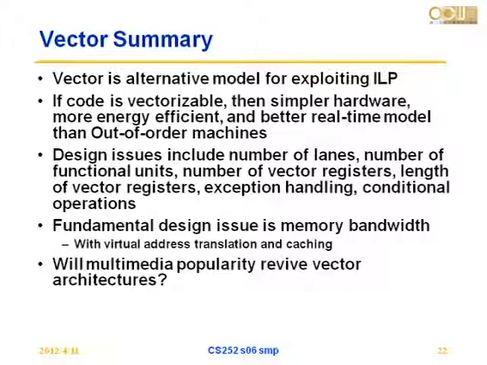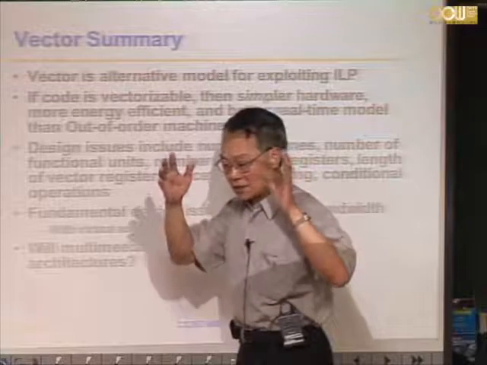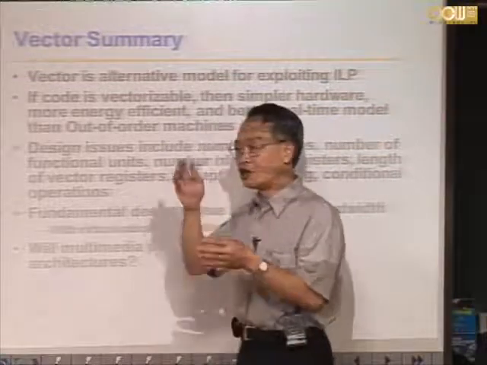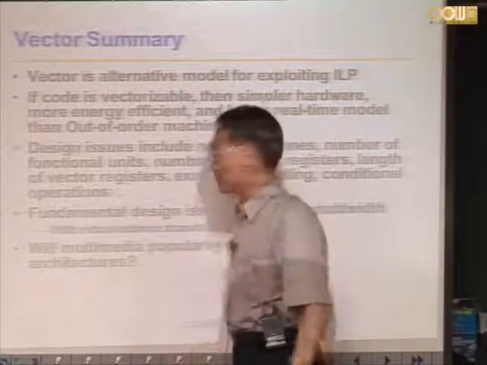Okay, vector summary. Vector is an alternative model for exploiting ILP. If code is vectorizable, then you get simpler hardware, more energy efficiency, and a better real-time model than an out-of-order machine. So whether it can be properly vectorized is very important. And the vector may not be too long, maybe only 10 elements, even 5 elements. For RGB, even only 3 elements.